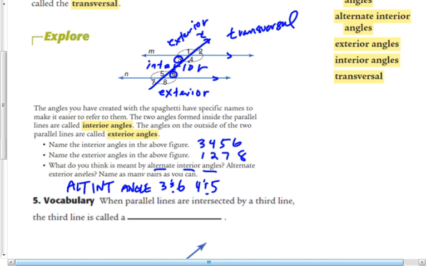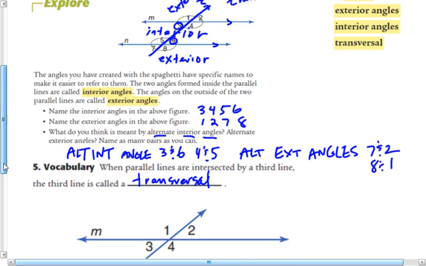And then alternate exterior angles are like 7 and 2. And the other pair is 8 and 1. All right, when parallel lines are intersected by a third line, the third line is called a transversal.